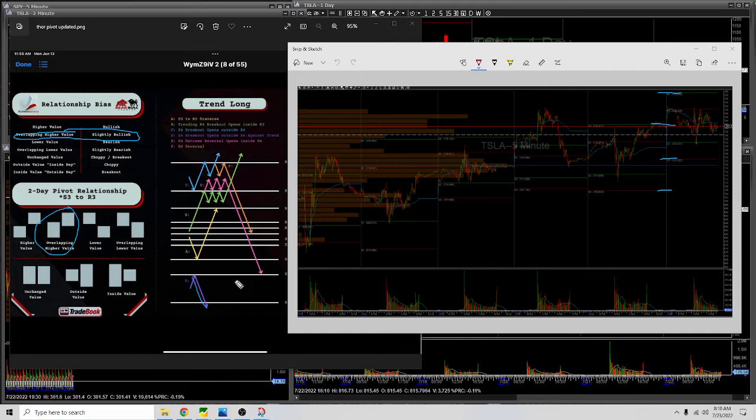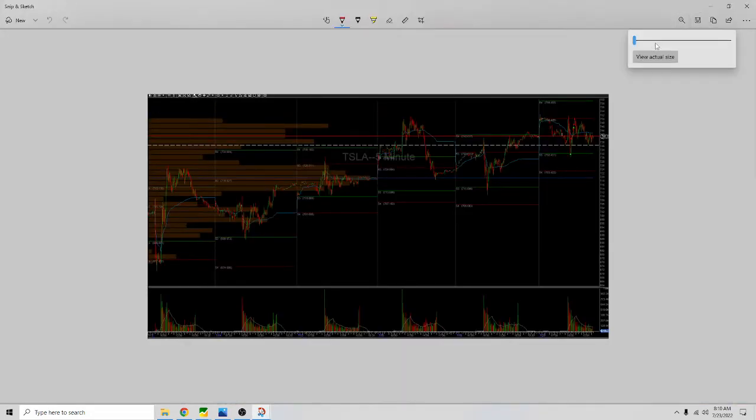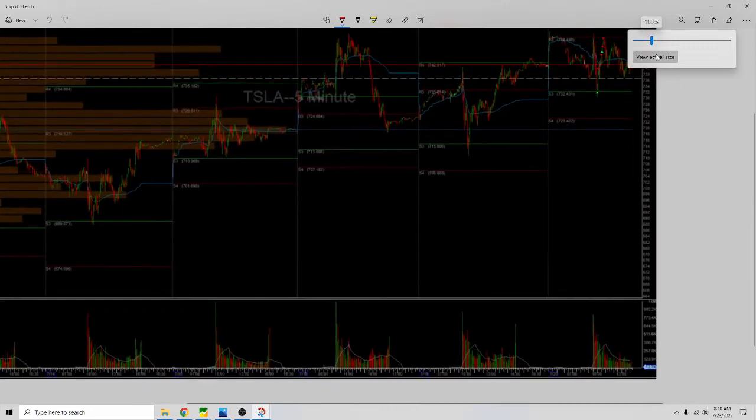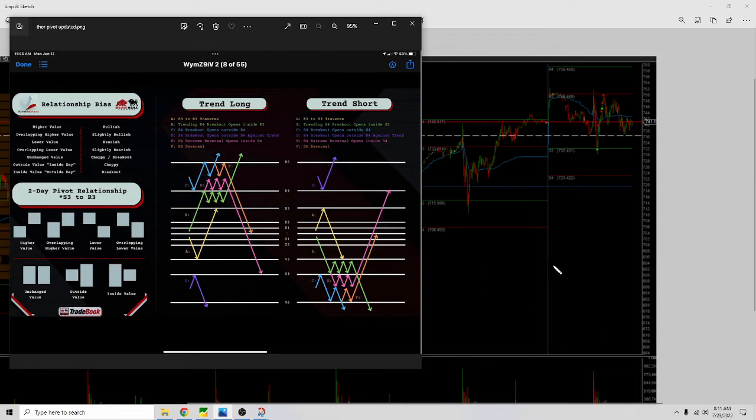So in this one, price is opening, even though pre-market it kind of came to R3. Let me make this bigger because now we're getting into here. So on this one, price opened right in the middle. And so on the pivot cheat sheet, I'm looking for A or B, right? Because they're the only ones that open in the middle.